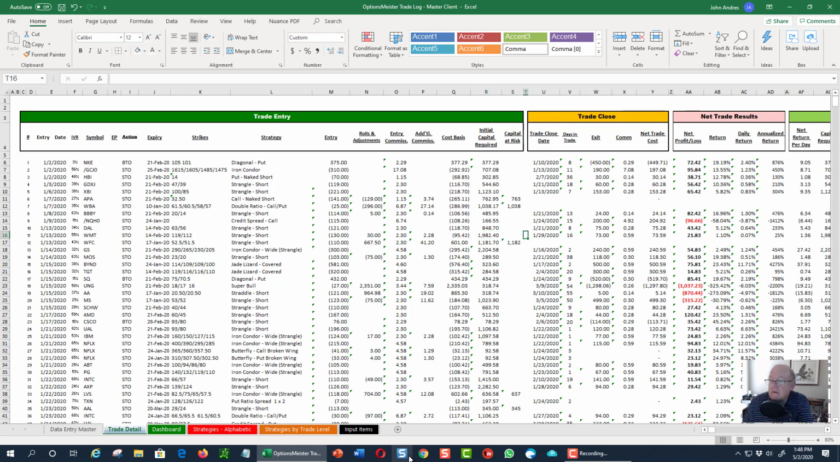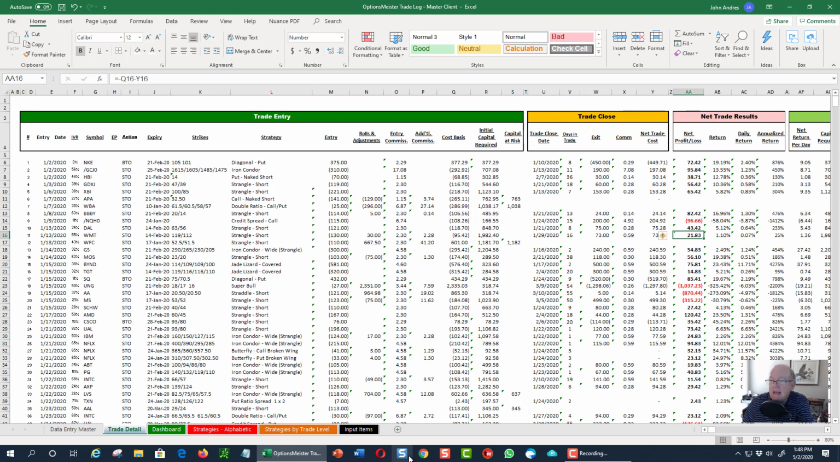And then when we finally exited this trade, we were in the trade 16 days. We paid a $73 debit to get out of it, 59 cents in commission, and net trade cost was $73.59. We made $21.83. Not a big deal, but all of them work the same.